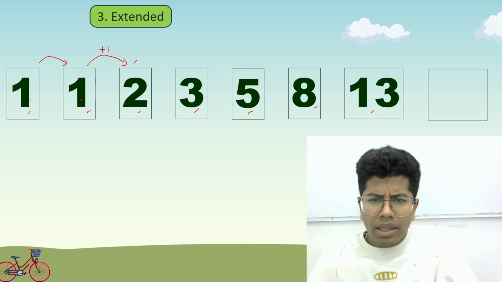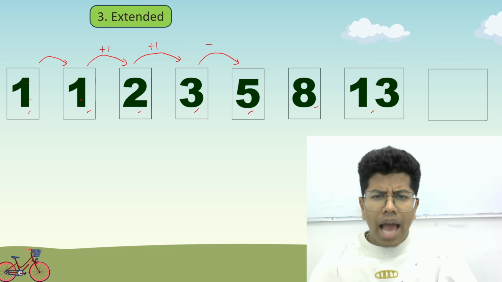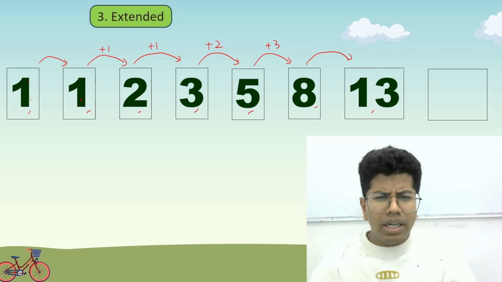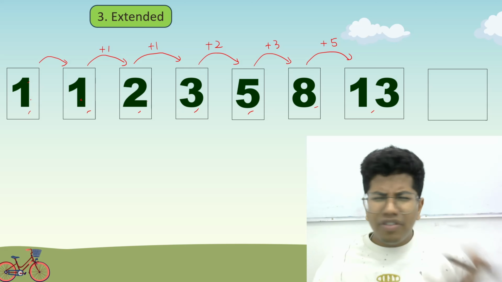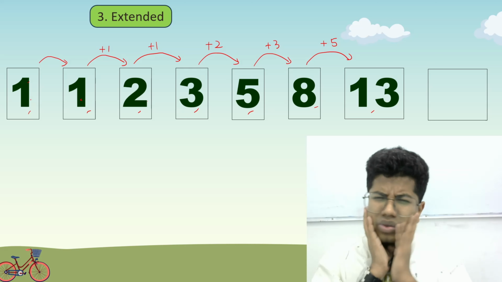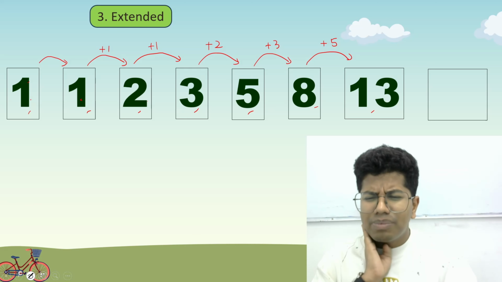1 to 2, it's nothing but plus 1. I have to add 1. Then 2 to 3 is nothing but add 1. 3 to 5, how much to add? Add 2. And 5 to 8, add 3. And then 8 to 13, how much to add? Add 5. There's no difference that is the same. So how to solve this problem here?